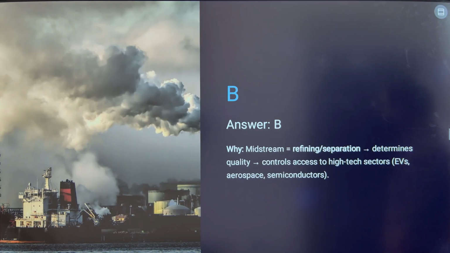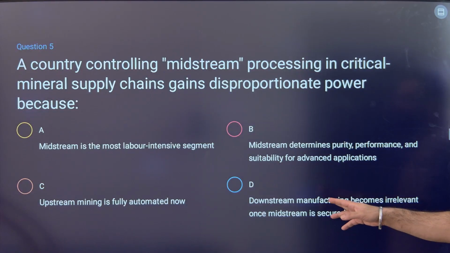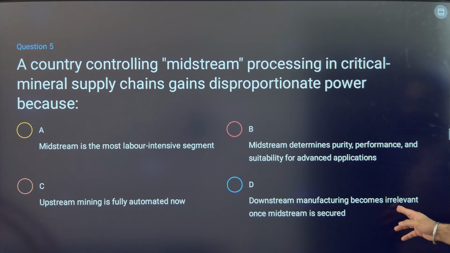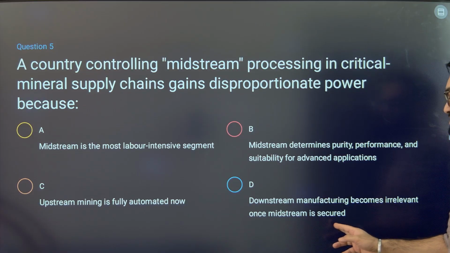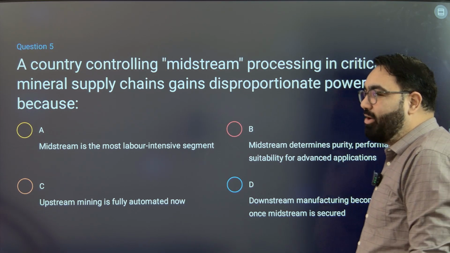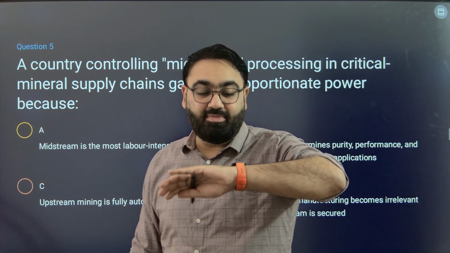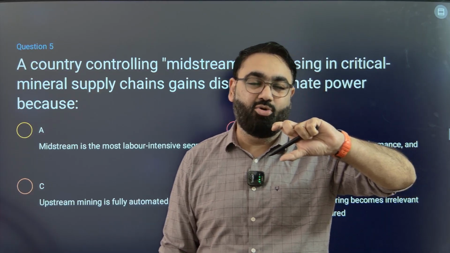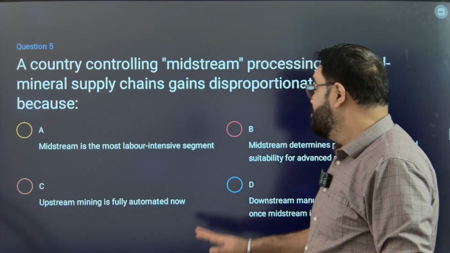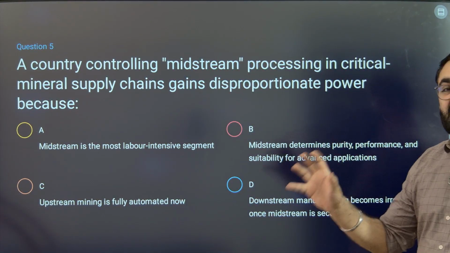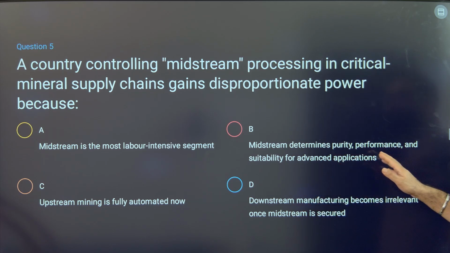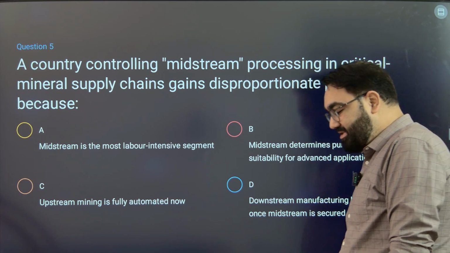Sorry, I gave you the answer, but again, if you go back, the fourth option was that downstream manufacturing becomes irrelevant once midstream is secured. Why is it that out of upstream, midstream, and downstream, the midstream processing is the one that holds the most importance? This is because of B. Midstream is the stage that determines the purity, performance, and suitability for advanced applications for the critical minerals.